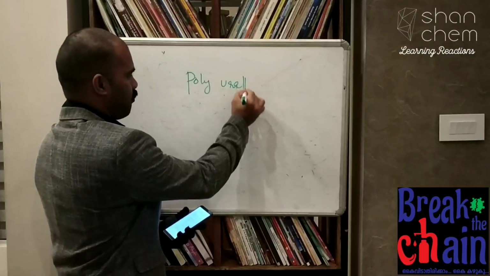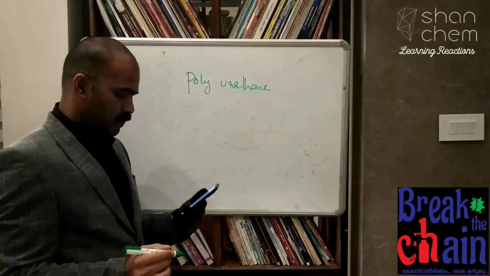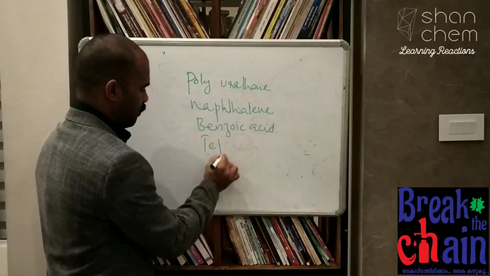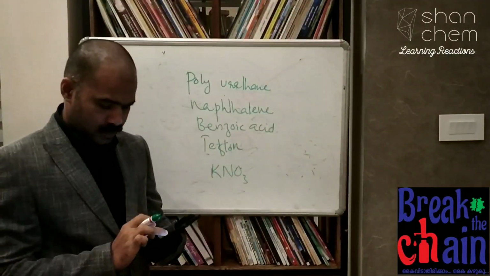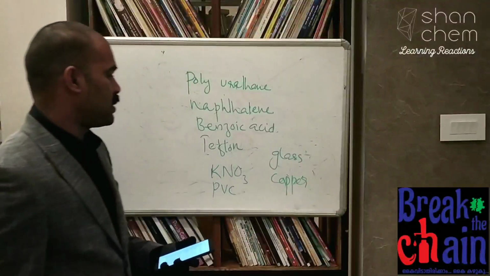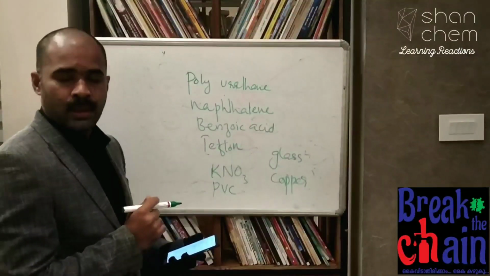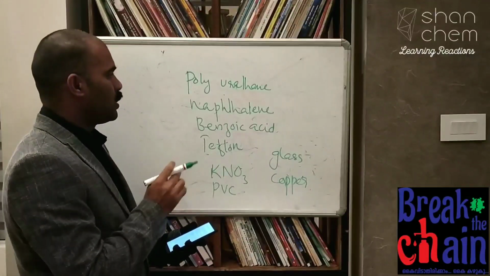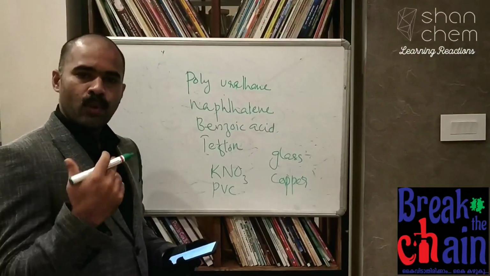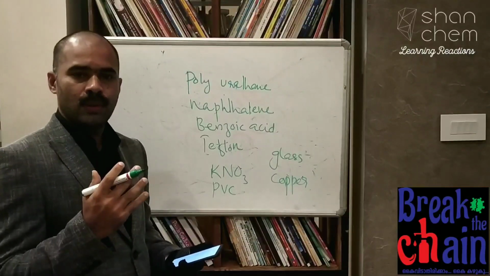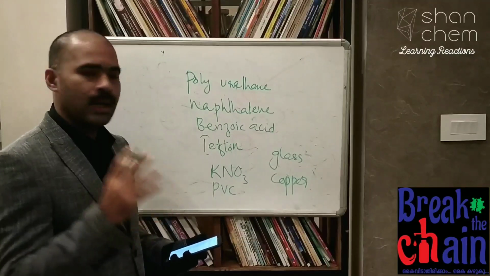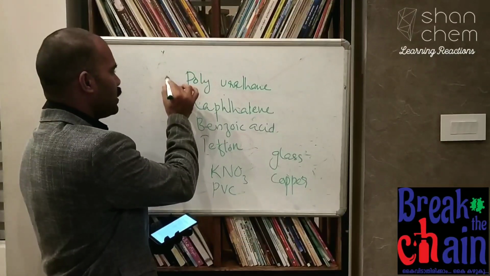Polyurethane. These are the examples we need to classify. Okay, here what we need to understand is that all polymers are amorphous, glass is amorphous, wax is amorphous. So this is amorphous.